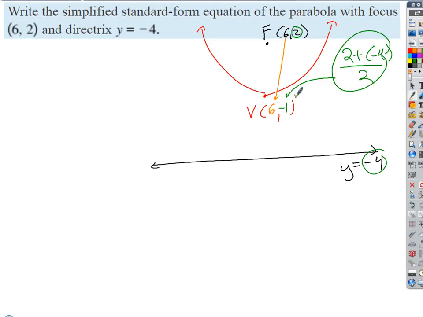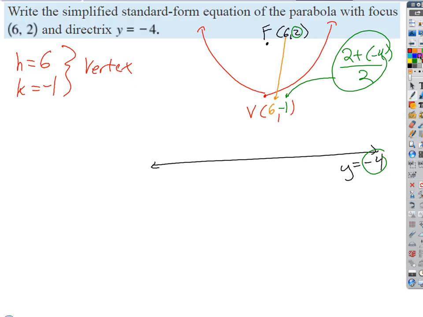that make sense? So we got h and k, don't we? Right? We know that, let's keep track of what we know here. We know h is 6, right? K is negative 1, because those are the coordinates of the vertex. Now, all we need is p, right? All we need is p.